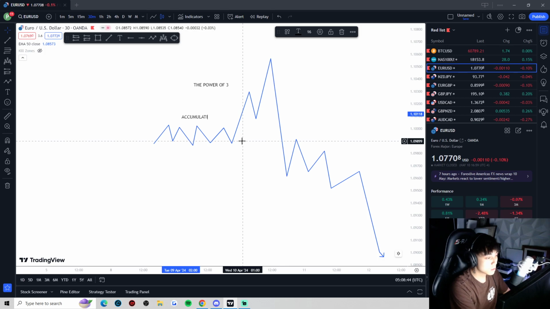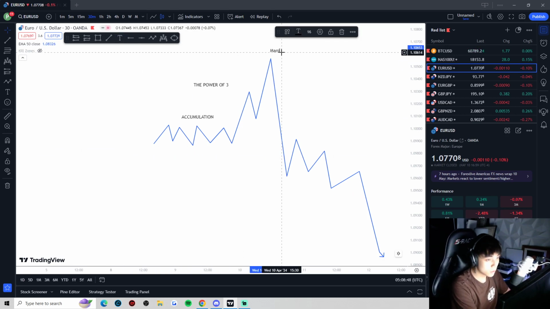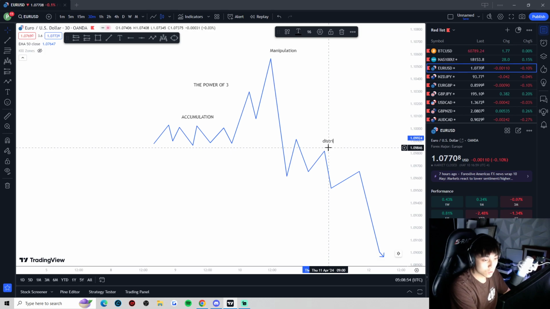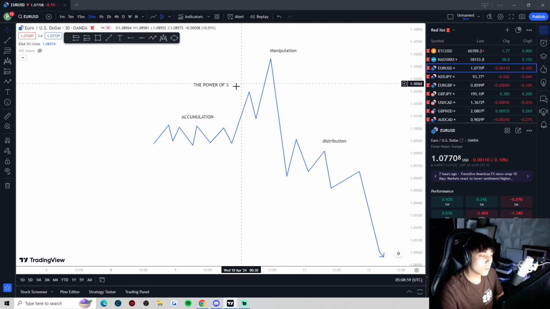And so this is called accumulation. This is going to be called manipulation. And this is going to be called distribution. Okay, so the power of 3 is usually accumulation, manipulation, and distribution.